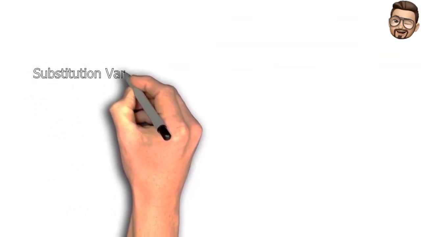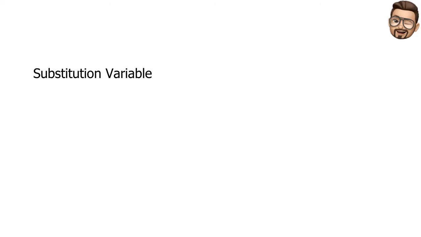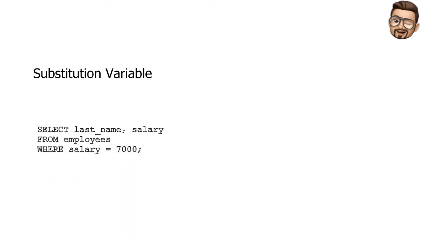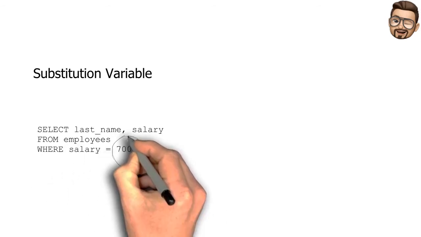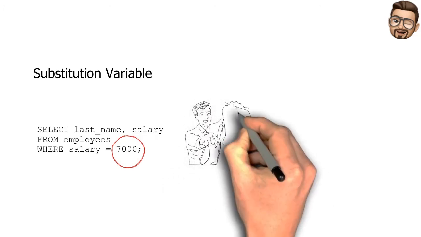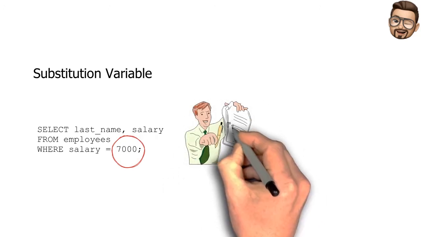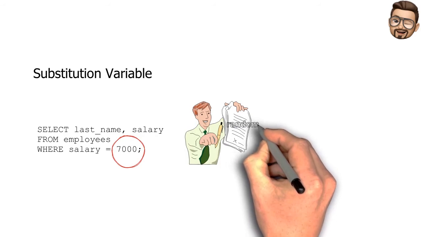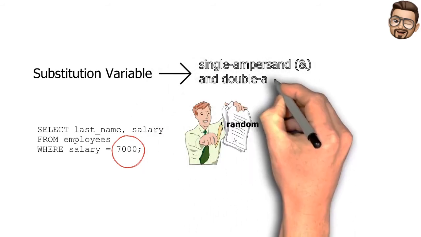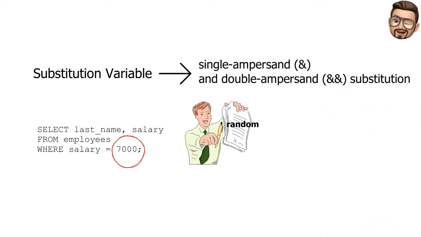When we write SQL, sometimes the value that we want to search for keeps changing. For example, what if we want to search for employees with salary 7,000? Then the next time, you want any random value for that particular query. So you need to write multiple SQLs in order to do that. However, there is a substitution variable that can do that for you.